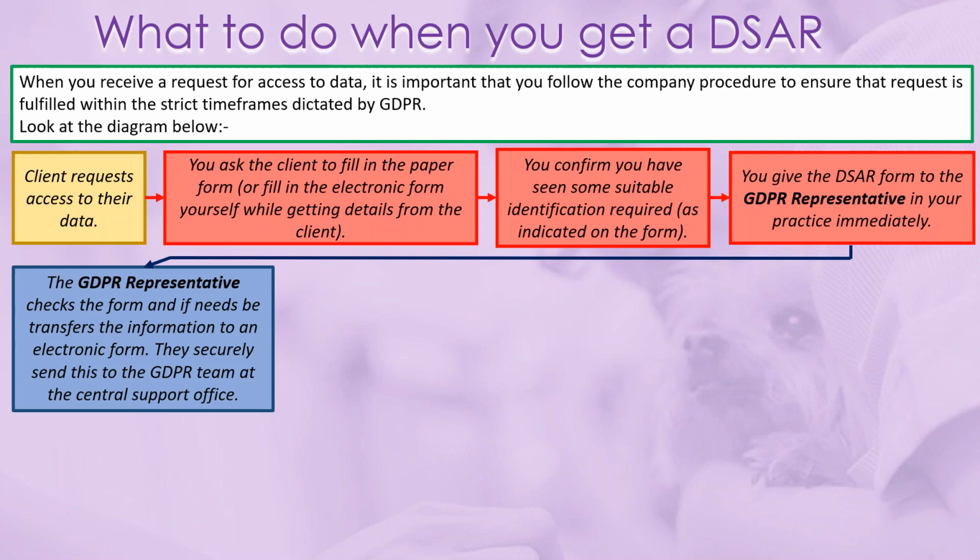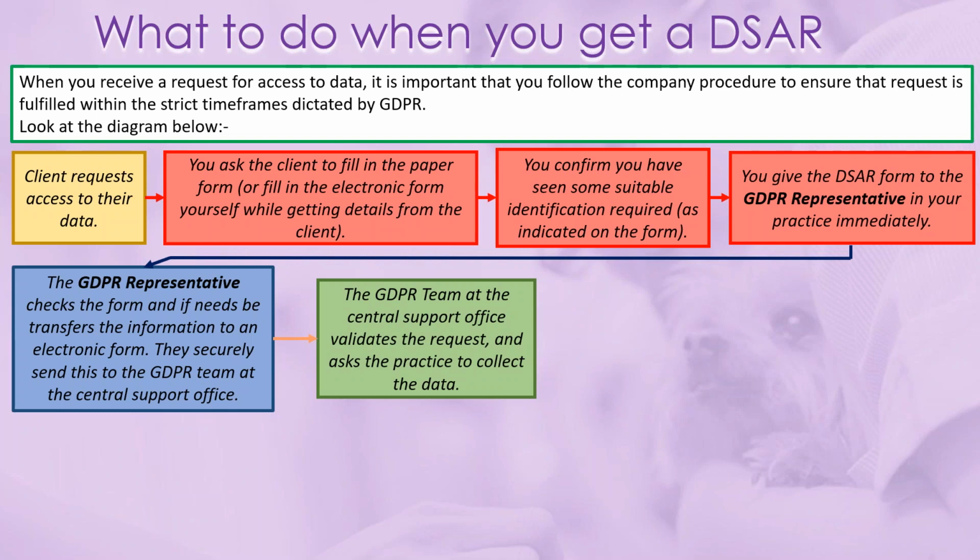The GDPR representative will then check the form that you have filled out and see if there is any information that needs to be added, or whether they need to contact the client or staff member for a more suitable form of identification. Once they are happy, if the form has been submitted by paper, they must transfer those details onto the electronic form. If the form has already been done electronically, they simply need to check it and then securely send this by email to the GDPR team at the Central Support Office.